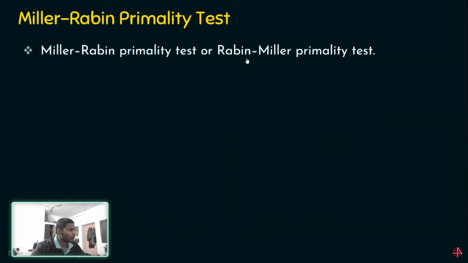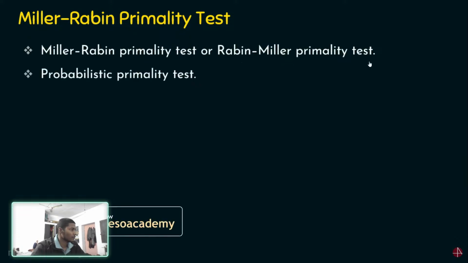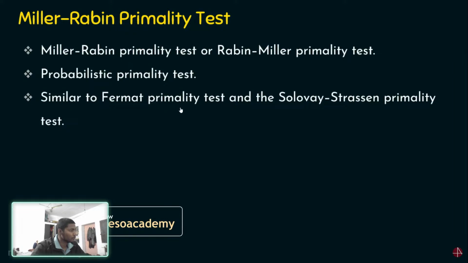The Miller-Rabin primality test is also called the Rabin-Miller primality test, and what this test is going to do is perform a probabilistic primality test. The result of the test will be whether the given number is a composite number or probably a prime number. This Miller-Rabin primality test is similar to the Fermat's primality test and the Solovay-Strassen primality test.